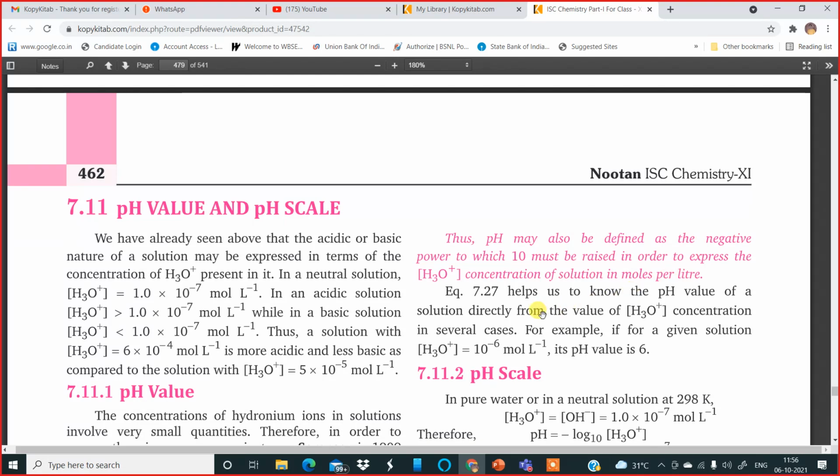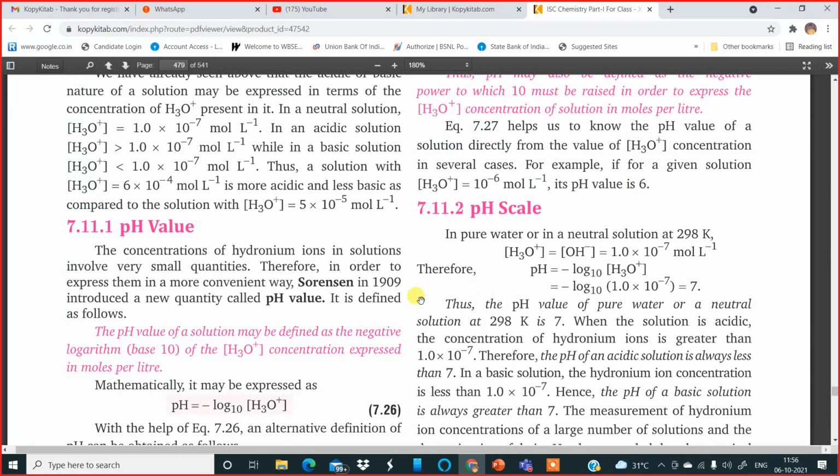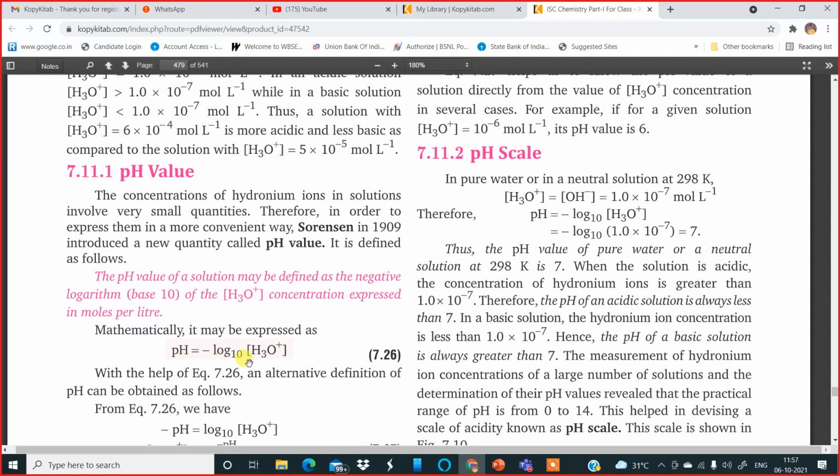So there is an equation given underneath over here, the pH value, which was derived by Sorensen in 1909. The pH value of a solution may be defined as the negative logarithm to the base 10 of hydronium ion concentration expressed in moles per liter. So pH, learn this relation.